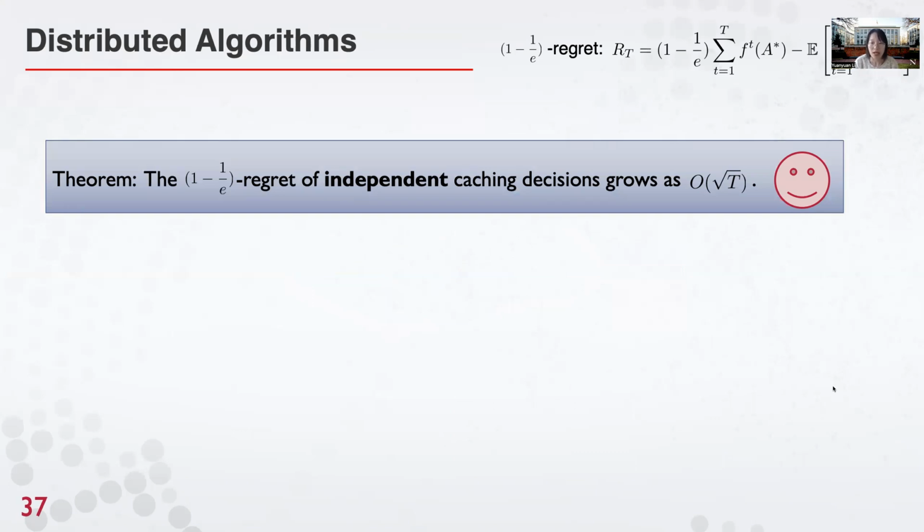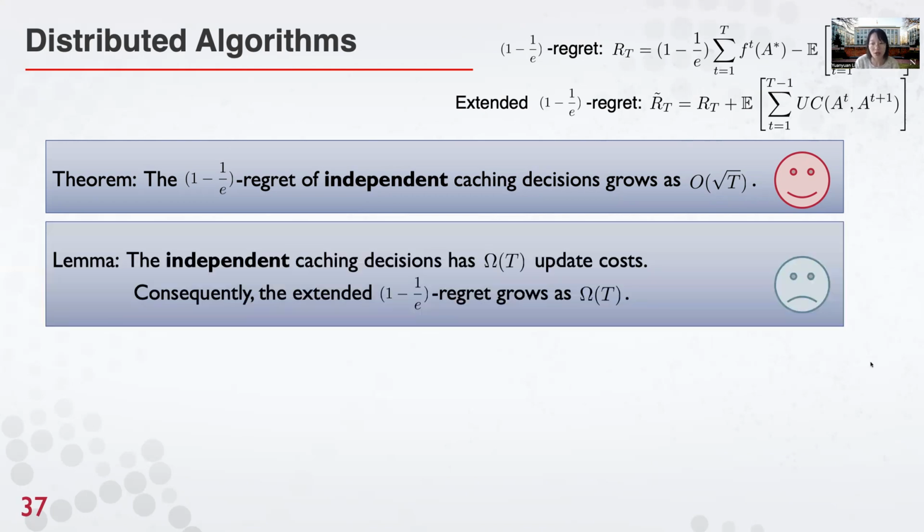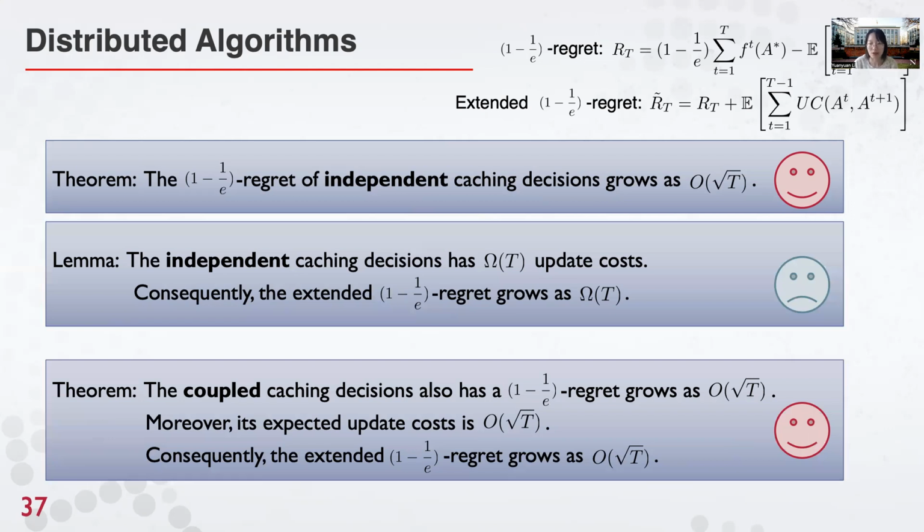Theoretically, neglecting update costs, our distributed online algorithm with independent caching decisions achieves sublinear 1 - 1/e regret. While incorporating update costs, we evaluate the algorithm through the extended regret, as I presented before. Unfortunately, the update cost of the independent caching decision grows as Omega(t) in expectation, and thus loses the sublinear extended regret. Nevertheless, the extended regret can be reduced to O(sqrt(t)) by modifying our caching decision from the independent one to the more complex coupled one. With the coupled caching decision, both the standard regret and expected update costs grow as O(sqrt(t)). As a result, the extended regret is also sublinear with respect to horizon t.